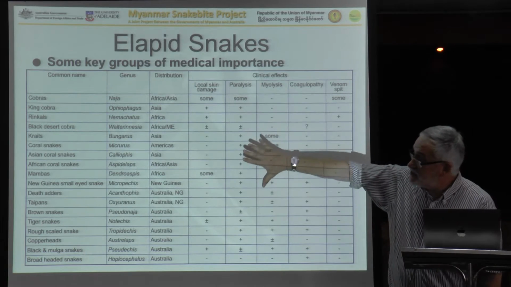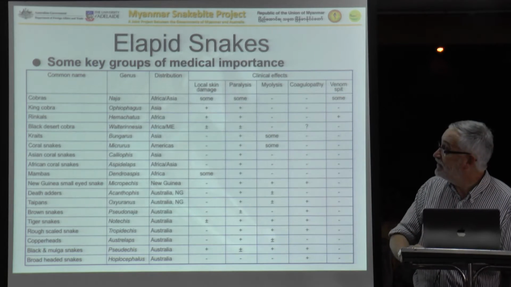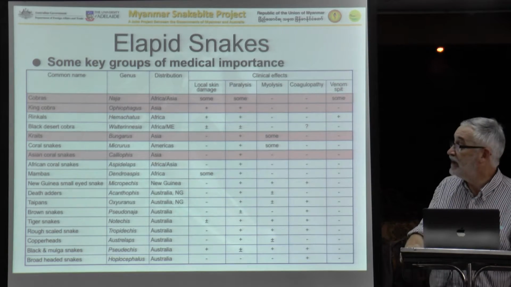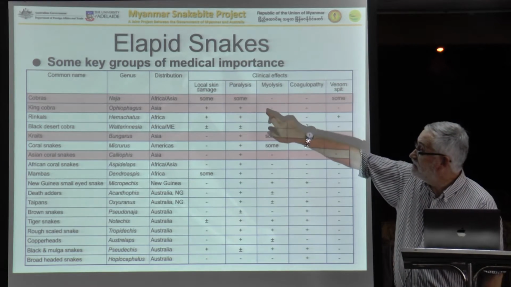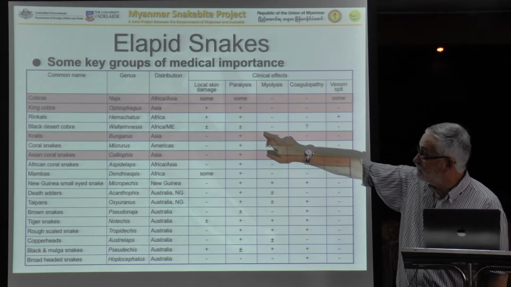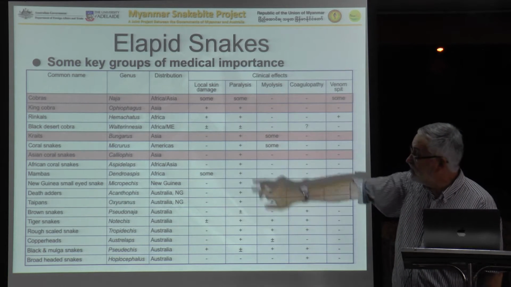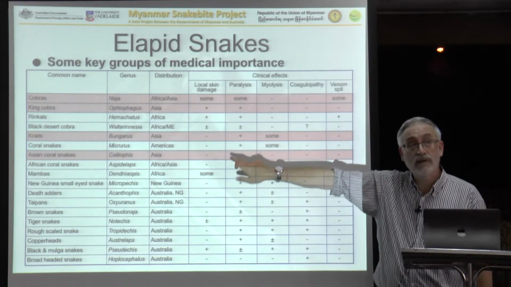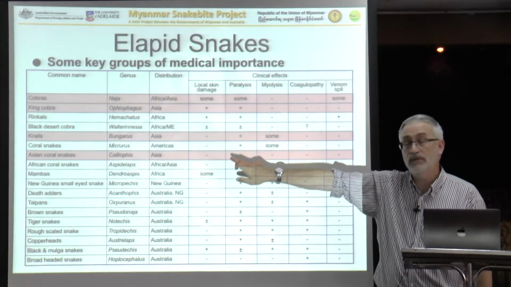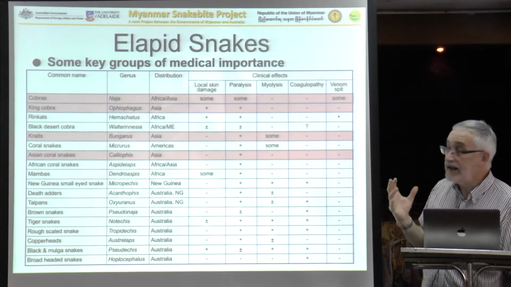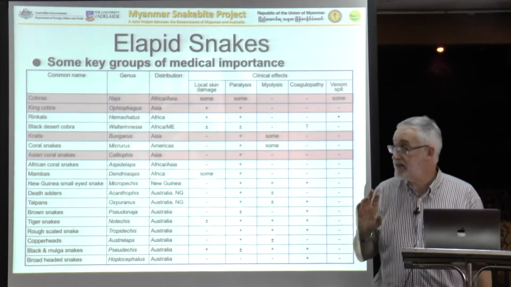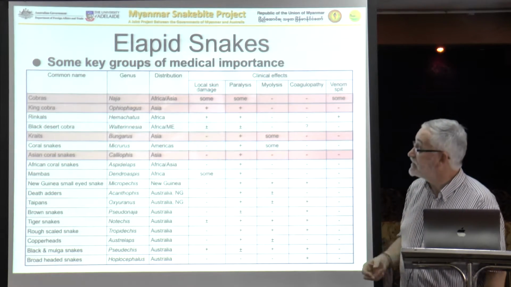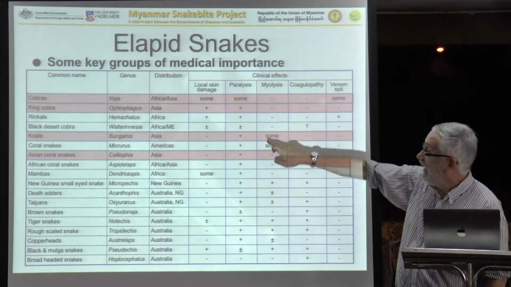But you'll look at this list and you say, well, how many of those are relevant to me? They're the ones that are relevant to you in Myanmar. The cobras, you do have king cobras here, you have kraits, and you have Asian coral snakes. Asian coral snakes are very, very unlikely to cause a medical problem. So really, amongst your major venomous snakes, the two that are most likely to cause bites that you have to treat are the cobras and the kraits.